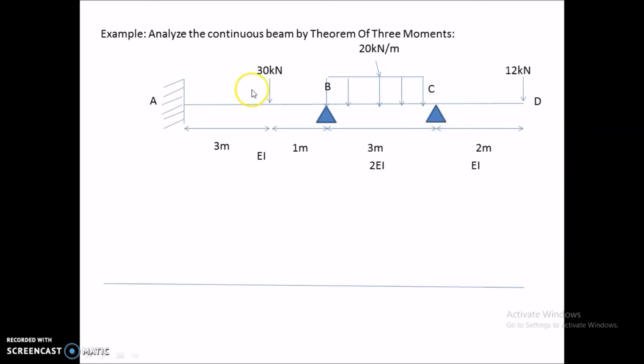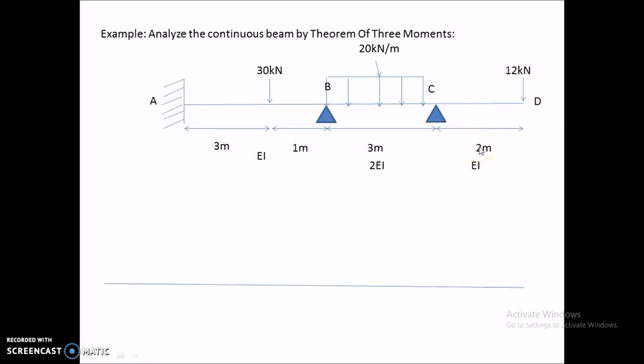Now coming to loading, span AB carries a load of 30 kilonewton eccentrically, that is 3 meters from the left support and 1 meter from the right support. For span BC, the overall span is acting with a UDL of 20 kilonewton per meter. The span is 3 meters. Coming to CD, it is acting with a point load of 12 kilonewton at the free end, that is at D, and the span is 2 meters.